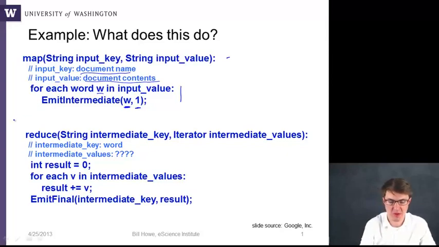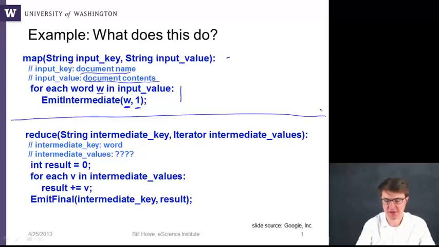Then the magic shuffle phase takes over and groups all the key value pairs that share the same key into a single group. And so all the occurrences of a particular word will show up as a group. And how that group is represented is as a key along with what we've called here an iterator over the intermediate values. And if you're not familiar with the term iterator, you can think of this as just a collection of values.